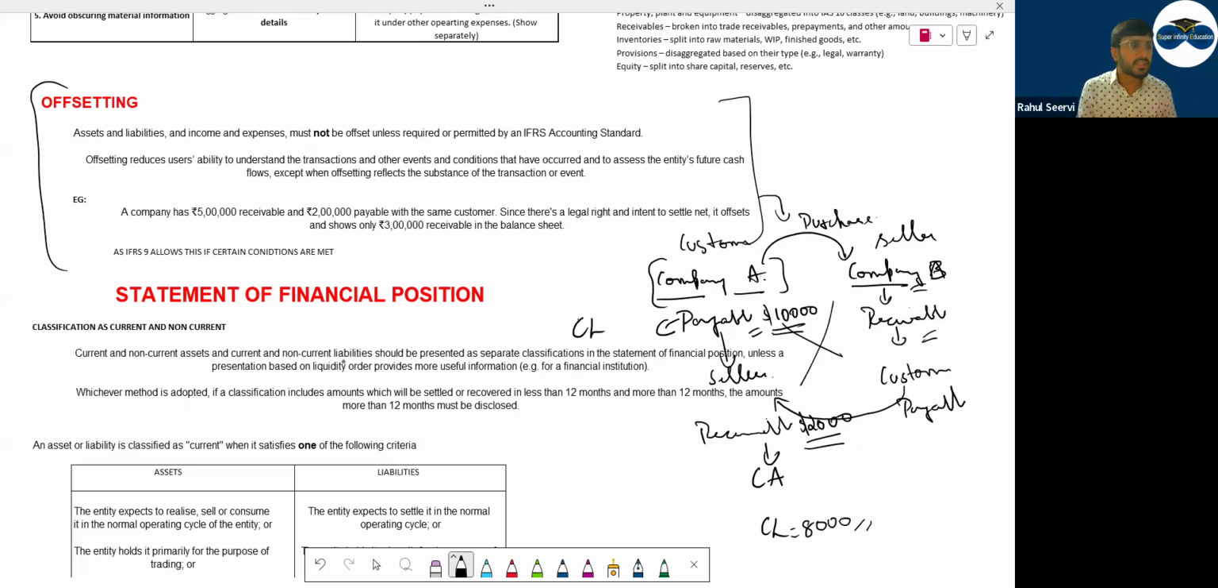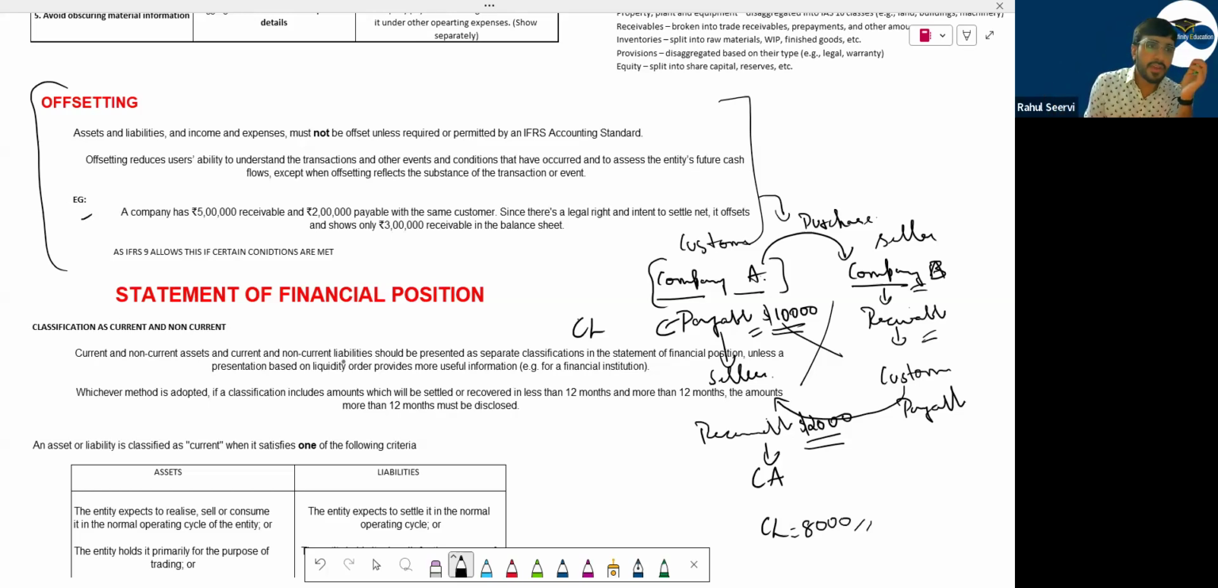No. This offsetting of items is not allowed. When will it be allowed? If any IAS or IFRS says so. If any IAS or IFRS says that you can offset the amount and record it, then do record it. If the IAS or IFRS is not saying anything, you will not do anything.